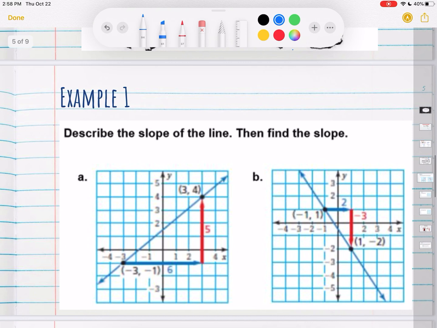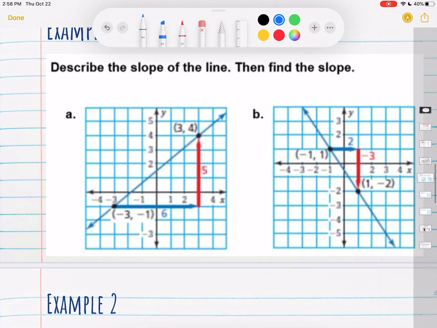Let's practice finding the slope. So describe the slope of the line and then find the slope. So looking at A, well, that's a positive slope, right? It's increasing. The line is rising. And what's my slope? Well, that's rise over run. And it looks like they even labeled it. So right here is my rise. My rise is 5.